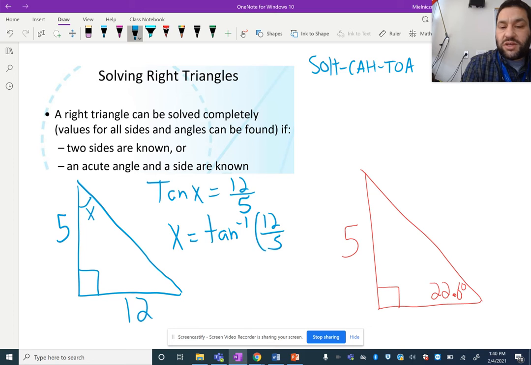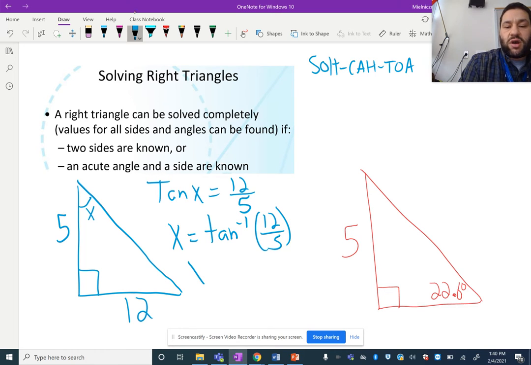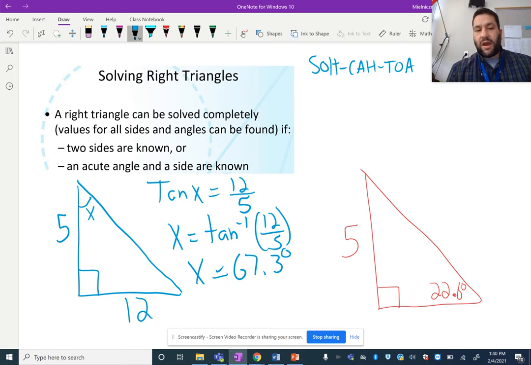The inverse tangent is a button in the calculator. So you would go to your graphing calculator, or you'd go on Google and write inverse tangent. Okay, you're going to do second tangent here, 12 divided by 5, which gives me an answer of 67.3. We'll say 67.3 degrees. There's a little bit of rounding there. So we know that this is 67.3 degrees.